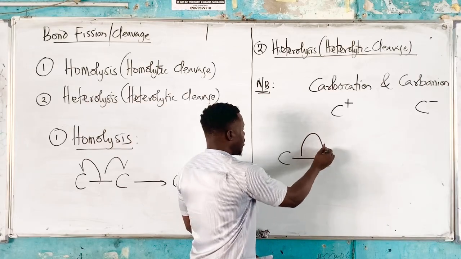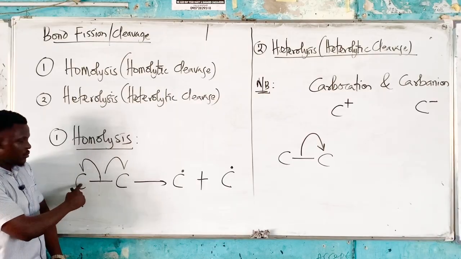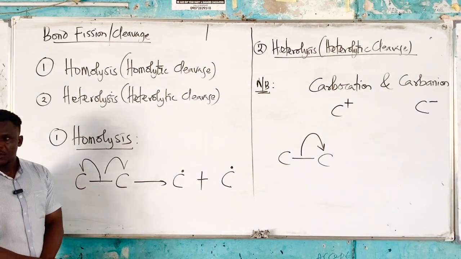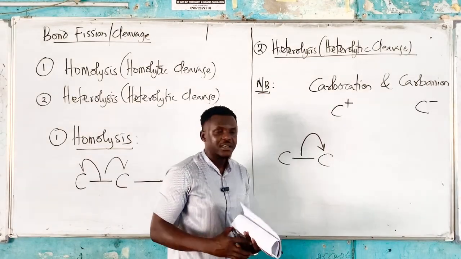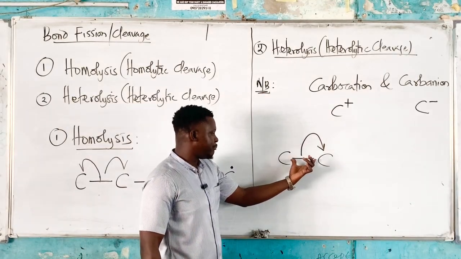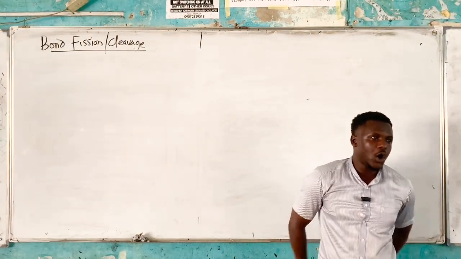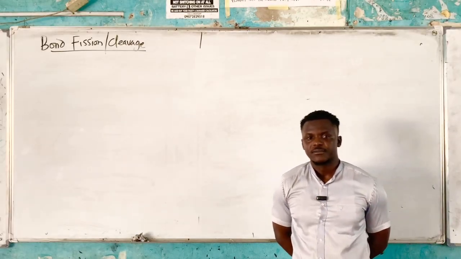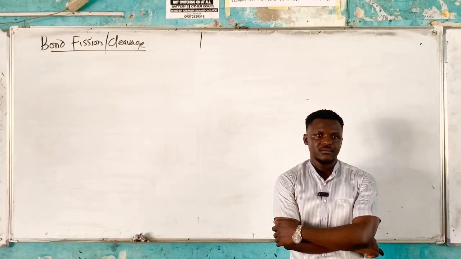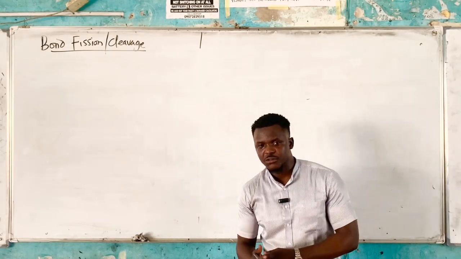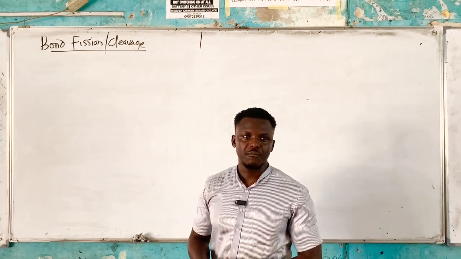Here, if you notice the arrow, in this one we have a single head arrow landing on both carbons. But here, a double head arrow is placed on one, which means the two bonding electrons that this bond has go to one carbon. Bond fission or bond cleavage is the breaking of bonds. I'm just giving us a layman definition.